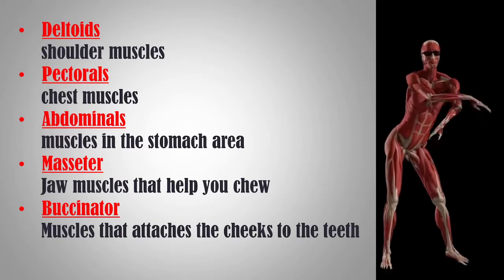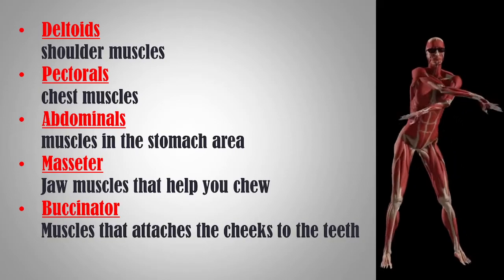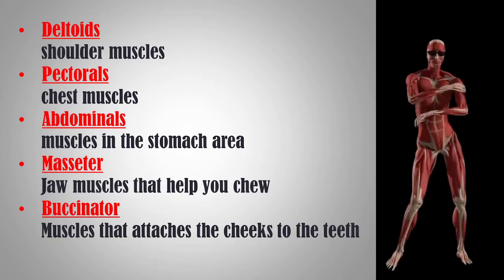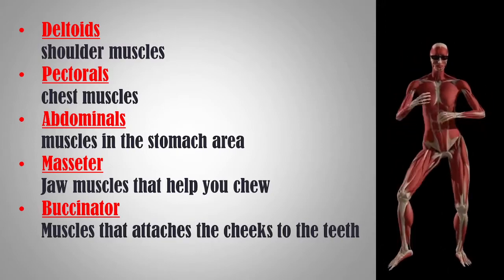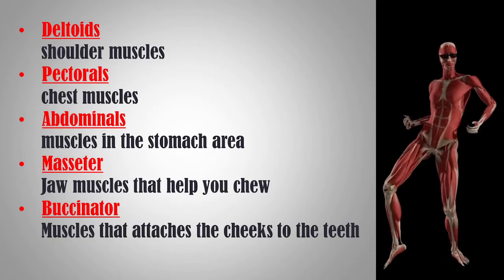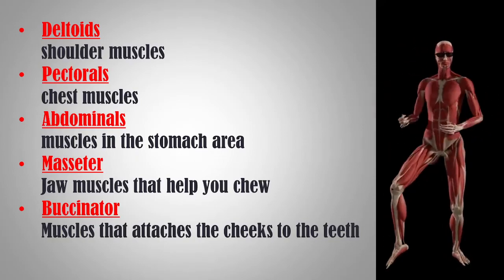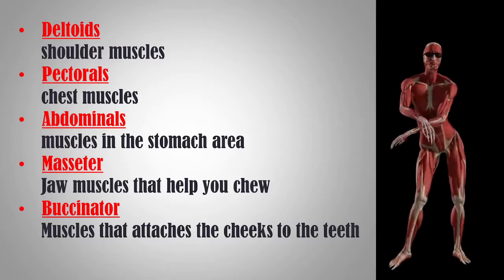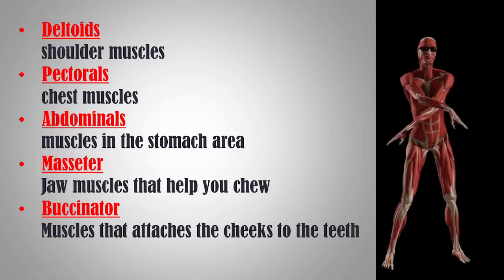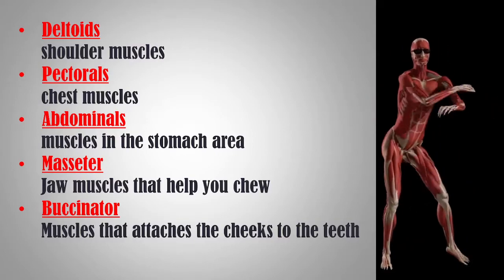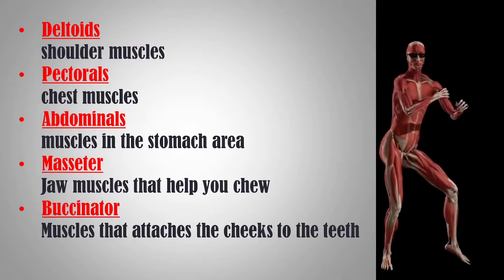Okay, so here are some more muscles. The deltoids are our shoulder muscles, the pectorals, the chest muscles. Then we have the abdominals, or the muscles in our stomach area. The masseter, we already talked about that. These are the muscles in our jaw. Okay, and then we have the buccinator, the muscles attached to the cheeks and to the teeth.